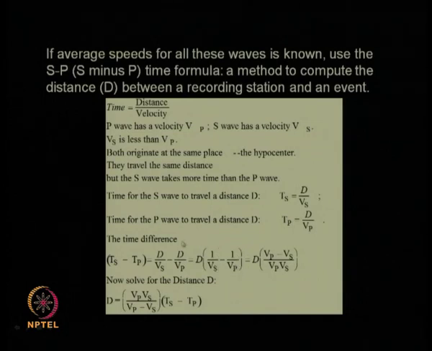Now, if we solve for this d, which needs to be obtained, that distance d can be calculated as, after solving, V p V s by V p minus V s into T s minus T p. Now, in this case, what are the things known to us? On the right hand side, every parameter is known to us, because T s is known from our seismograph record, T p is known from the seismograph record, V p and V s in the crustal level are known. So, we can compute the value of d. This is the way you can find out the typical epicentral distance from a particular seismograph station.